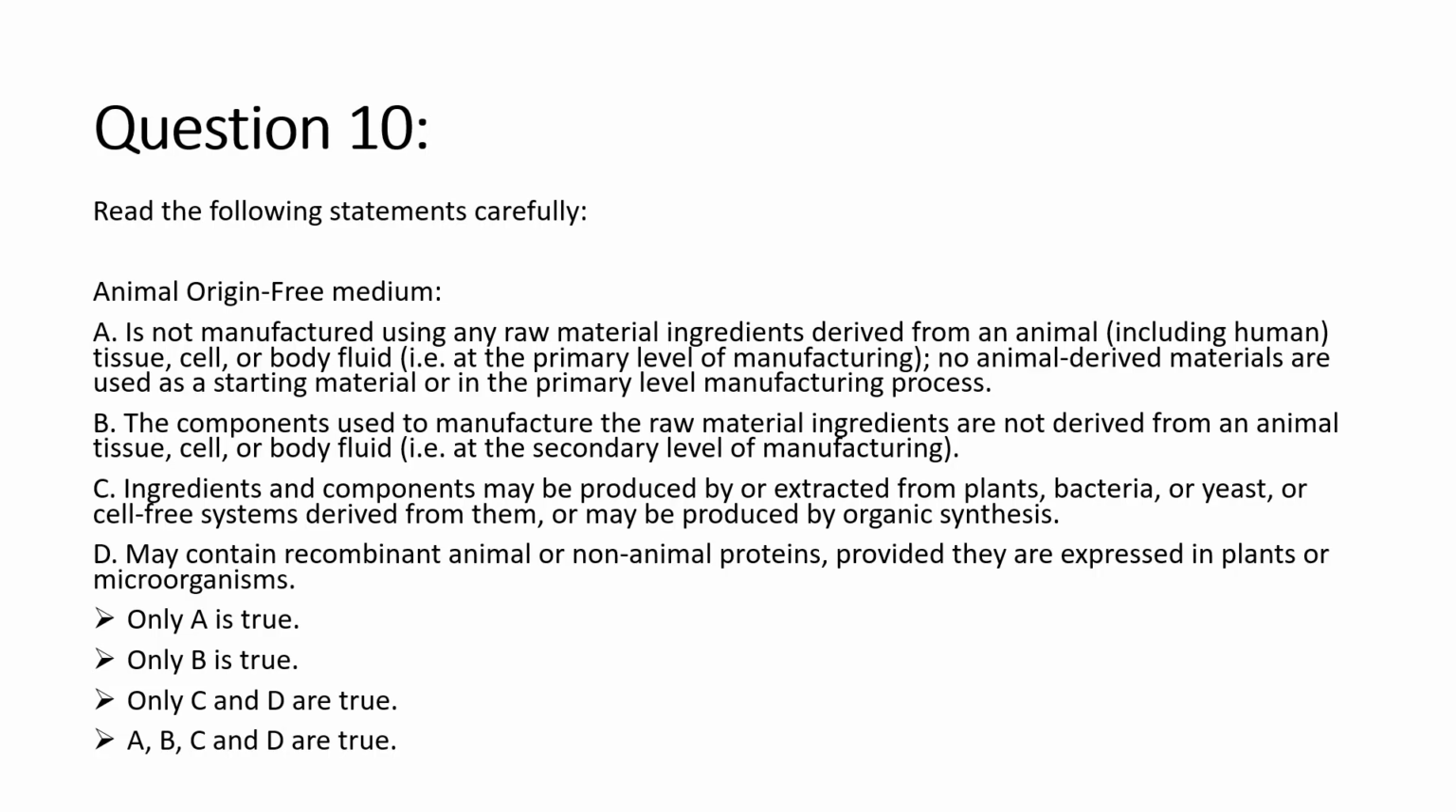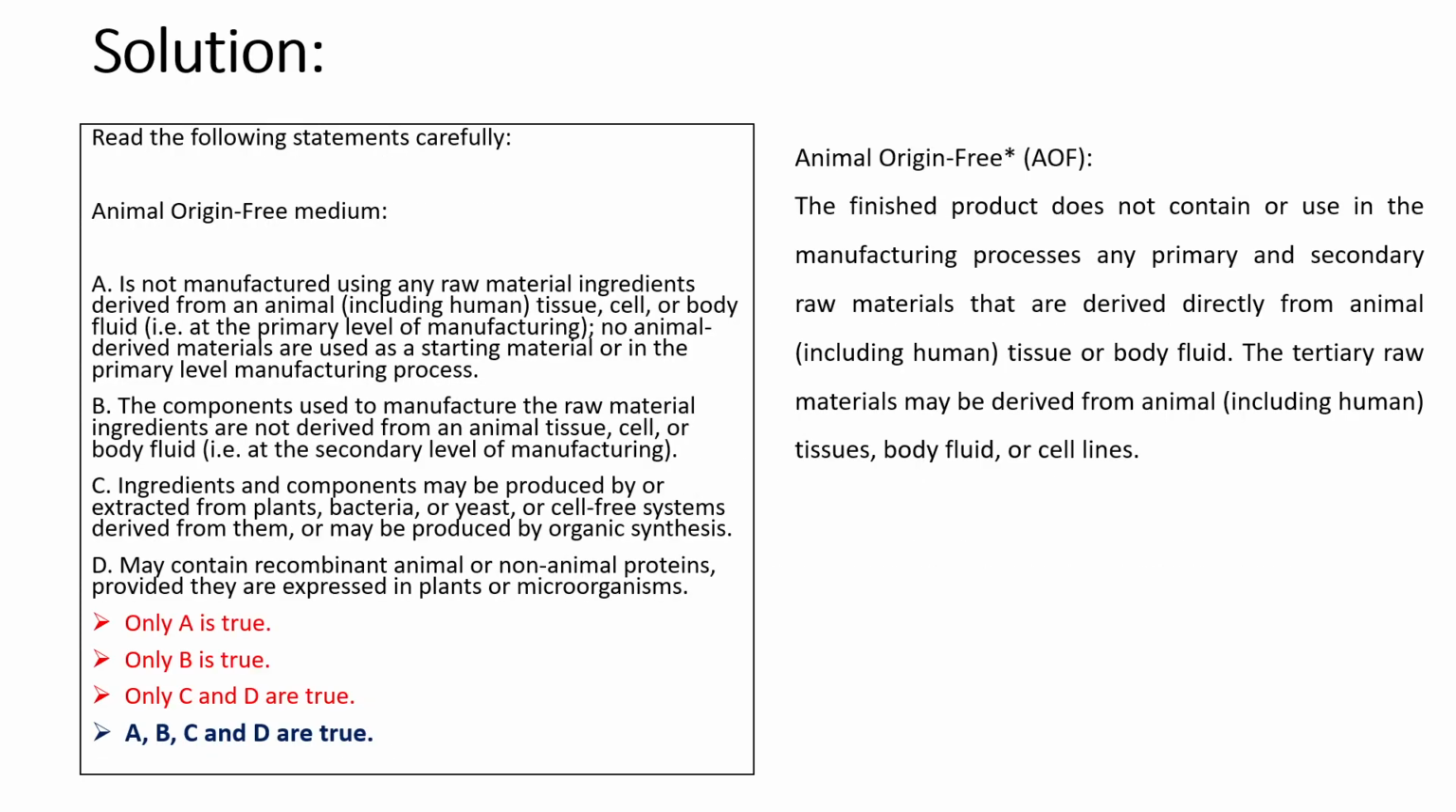So again, we have four options here. Only statement A is true, only statement B is true, only C and D are true, or A, B, C, and D are all true. You can write the answers. You're saying there should be option D, that all of the above statements are true. So let's see. Yes, option D is the right answer. A, B, C, and D, all of the statements are true.